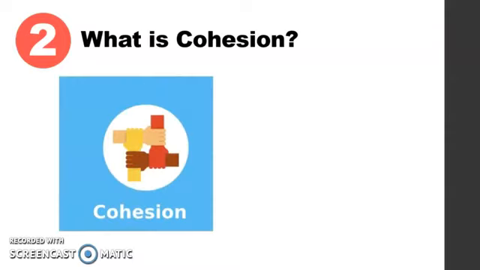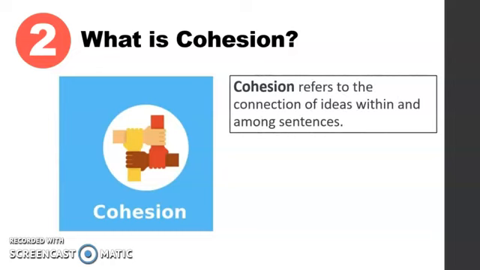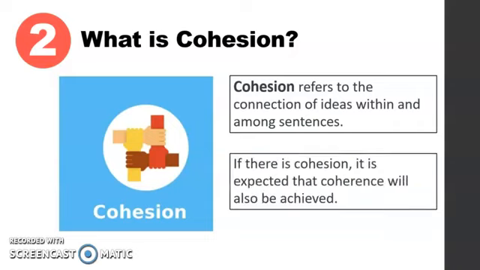Now, we know that coherence in writing refers to the smooth transition among the ideas represented in the sentences and paragraphs, facilitated by grammatically correct connections within and among sentences. Cohesion refers to the connection of ideas within and among sentences. If there is cohesion, it is expected that coherence will also be achieved. Thus, you need to be acquainted with various cohesive devices you may utilize in writing so you can vary your style and ultimately make sure you attain coherence.